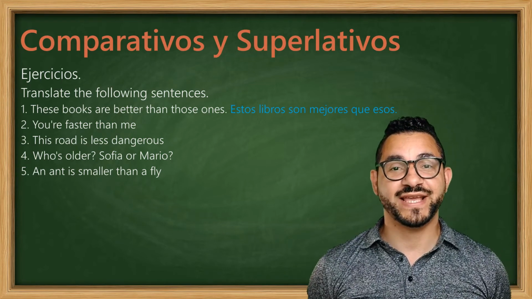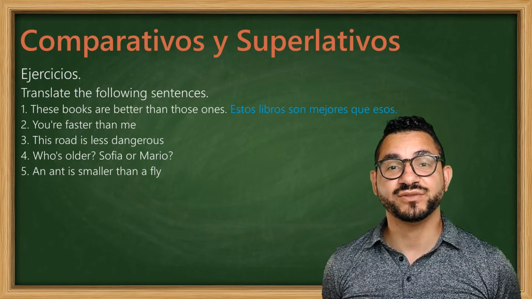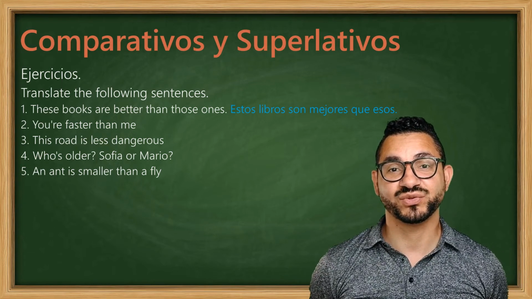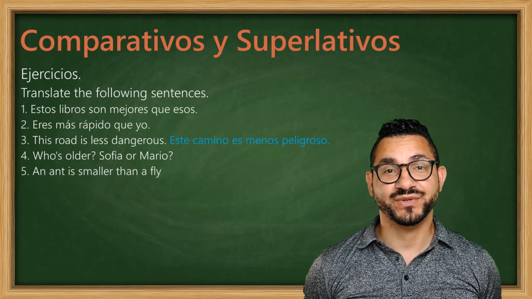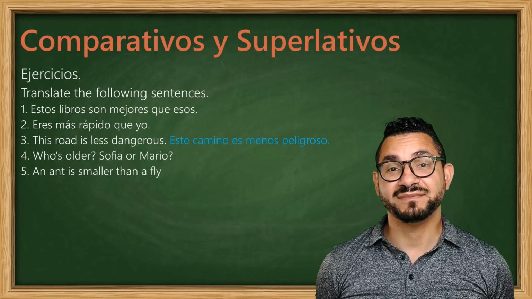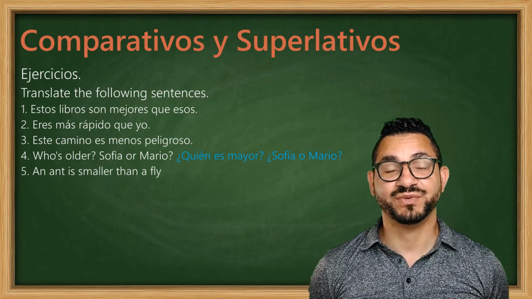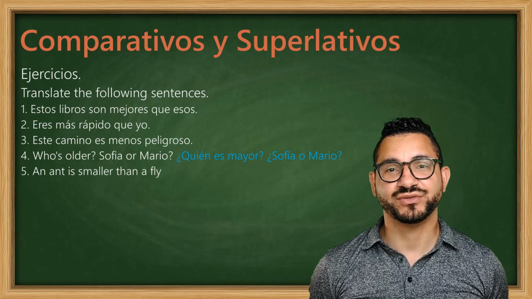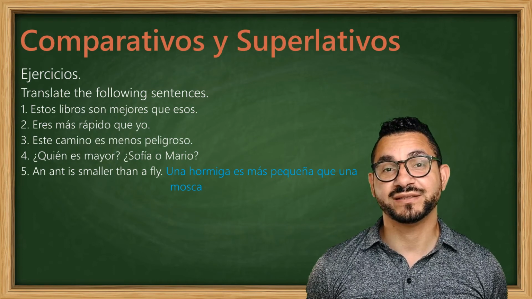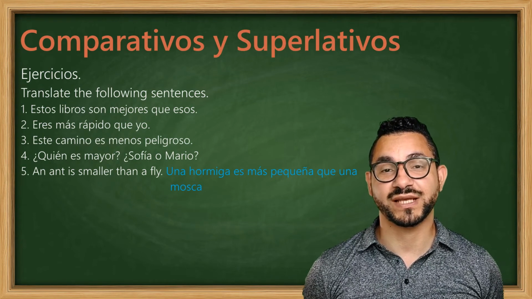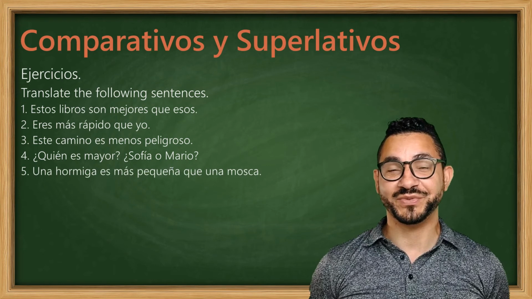Okay, so here are the answers. Number 1. Estos libros son mejores que esos. Number 2. Eres más rápido que yo. Number 3. Este camino es menos peligroso. Number 4. ¿Quién es mayor, Sofía o Mario? Number 5. Una hormiga es más pequeña que una mosca. How did you do? I hope you did great.